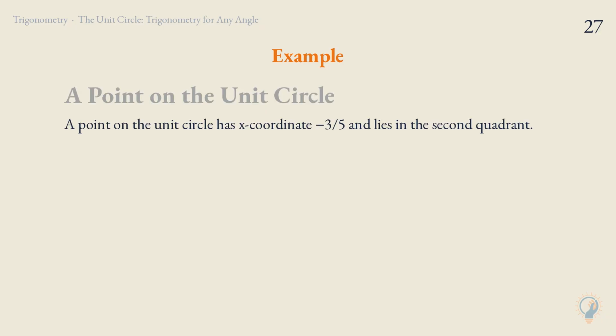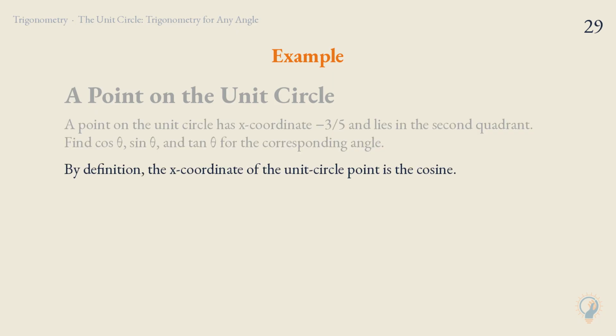Worked example, a point on the unit circle. A point on the unit circle has x coordinate -3/5 and lies in the second quadrant. Find cosine theta, sine theta, and tangent theta for the corresponding angle. By definition, the x-coordinate of the unit circle point is the cosine. Cosine of theta equals -3/5.